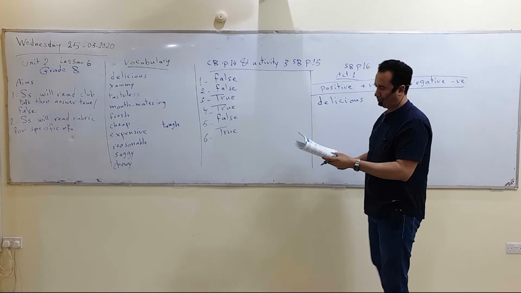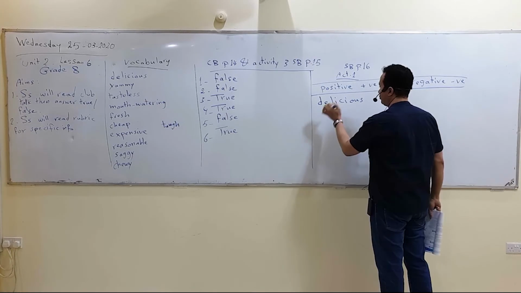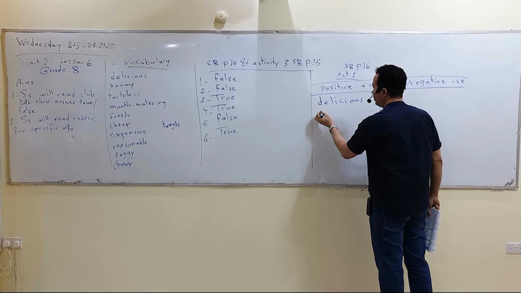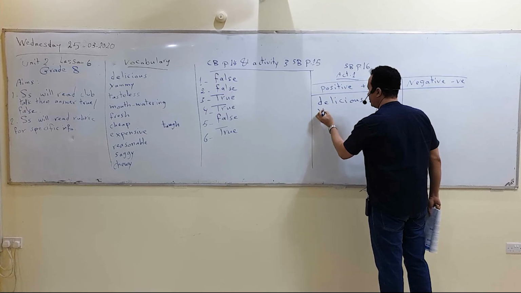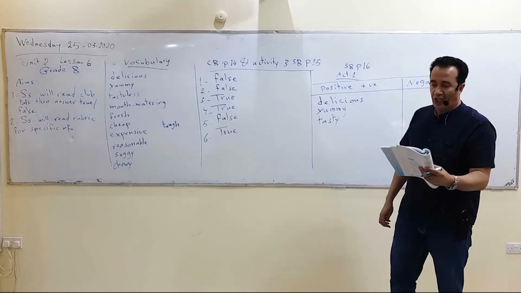Okay, yummy. So on which one we will write it? Is it positive or negative adjective to describe the food? Yummy. Yes, most of you use this word and you know it. Yes. Tasty. So the food is tasty. Is it good or bad? Is it positive or negative? Yes, that's good. Tasty. Nice. Where will we write it? Yes, we'll write it here. Nice.